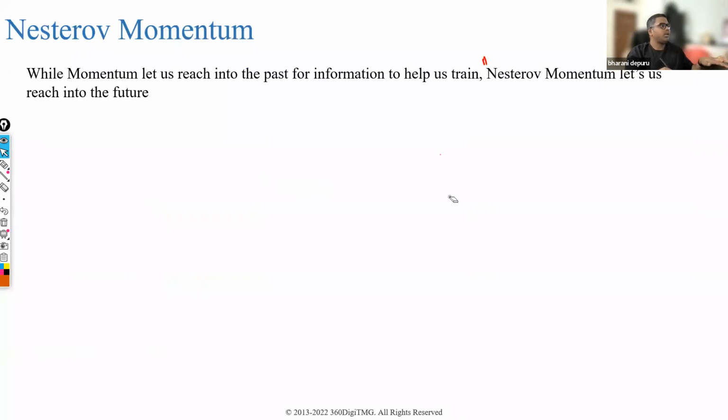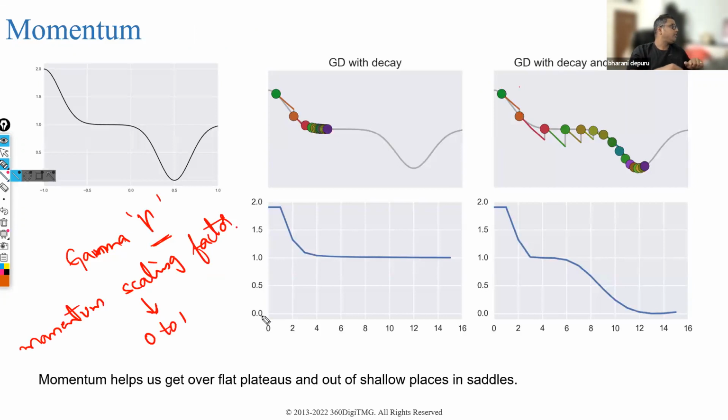Then you have something called Nesterov Momentum. Before that, one more thing I forgot. The gamma value in most cases is usually set as 0.9. Interview question: gamma value in most cases is set at 0.9.